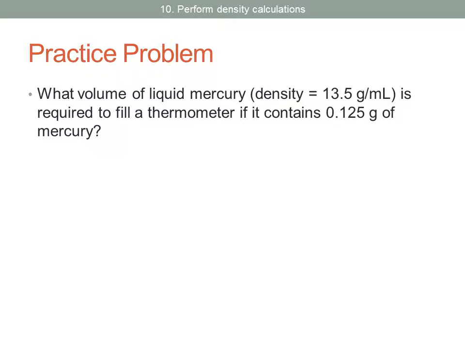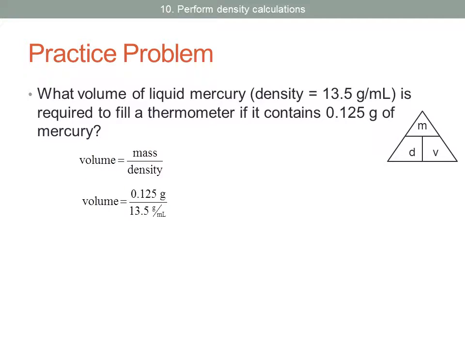What volume of liquid mercury, and we're given the density here, 13.5 grams per milliliter, is required to fill a thermometer if it contains 0.125 grams of mercury? So now we're asked to find volume. So in our equation here, if we cover up the V, we have M over D. That gives us mass divided by density. So volume equals mass over density. Plugging in our values, we have 0.125 grams divided by 13.5 grams per milliliter.